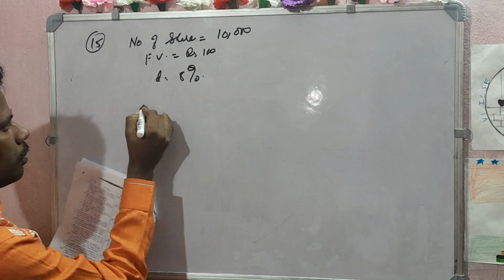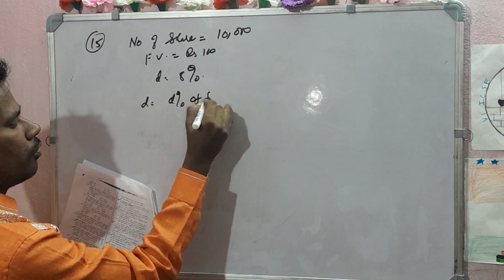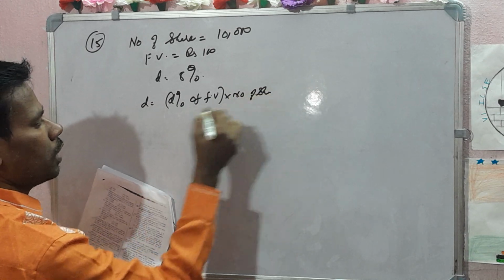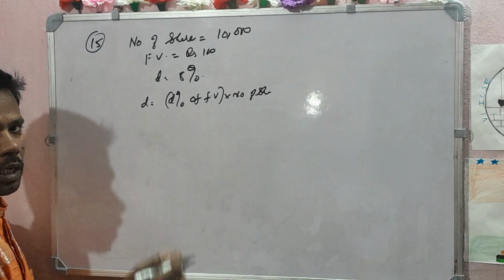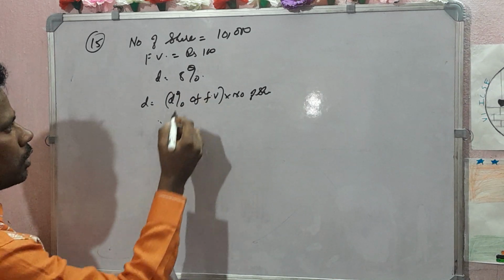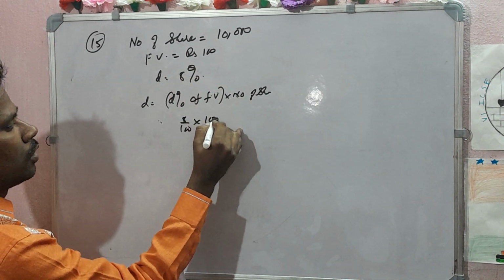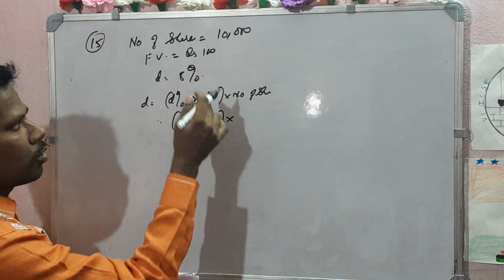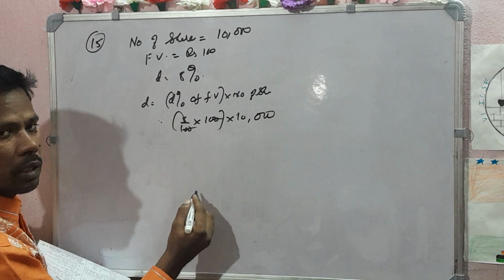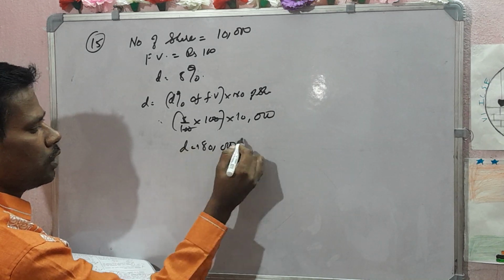So it's very simple, apply the formula. Dividend is equal to dividend percentage of face value into number of shares. I told you this is a straightforward question. Just write the formula and plug in the values. There is the solution. Dividend is nothing but 8 by 100 into face value into number of shares. How many shares are there? 10,000. So this will get cancelled. So it is 80,000. So dividend is rupees 80,000.